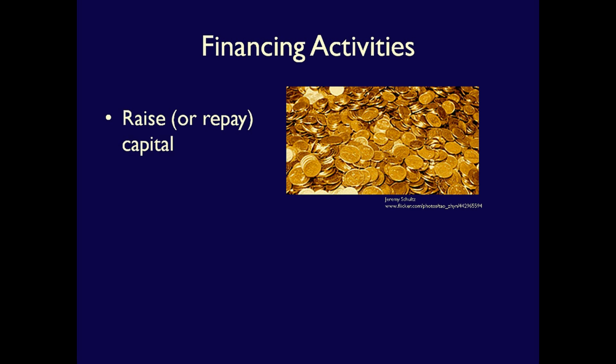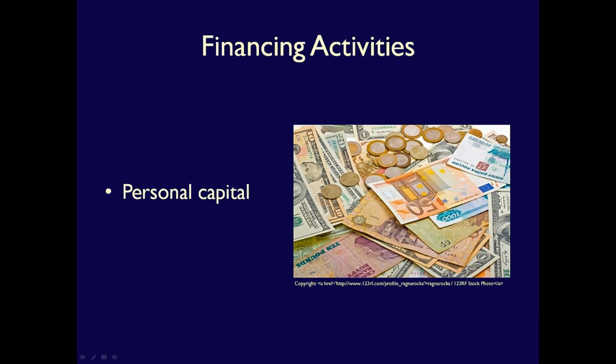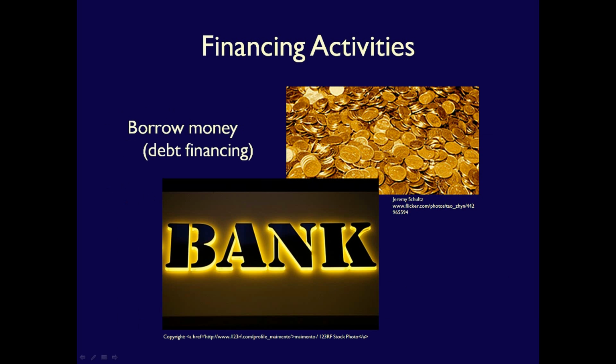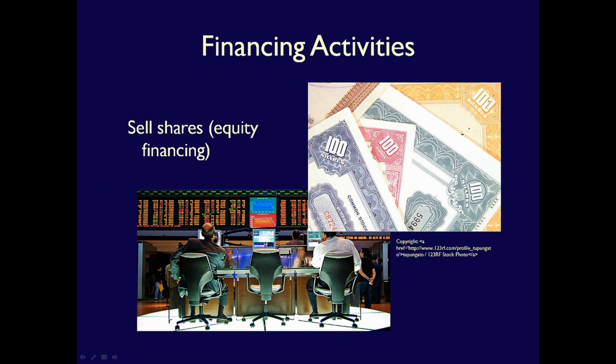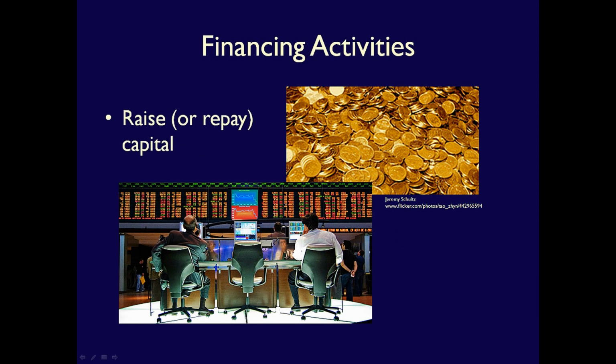The first thing is to get financing for your business. Financing activities are all about getting or repaying cash. You may have savings of your own, but you might need to borrow money. That's called debt financing. If you're a corporation, you can sell shares. That's called equity financing. Financing activities are all about funding your business. Remember that it involves not just getting the funds, but also paying them back or paying dividends.